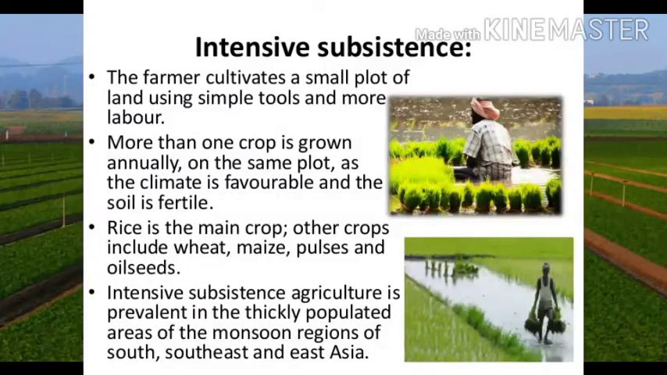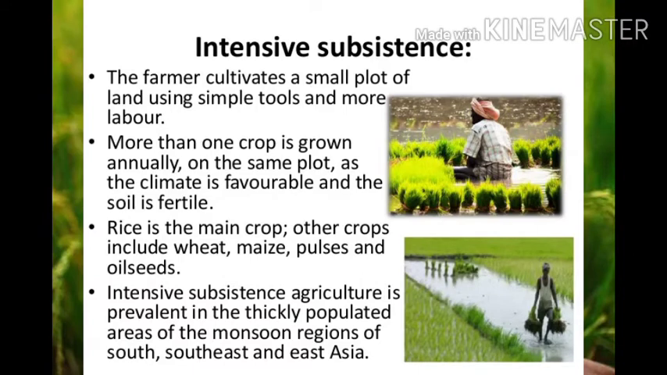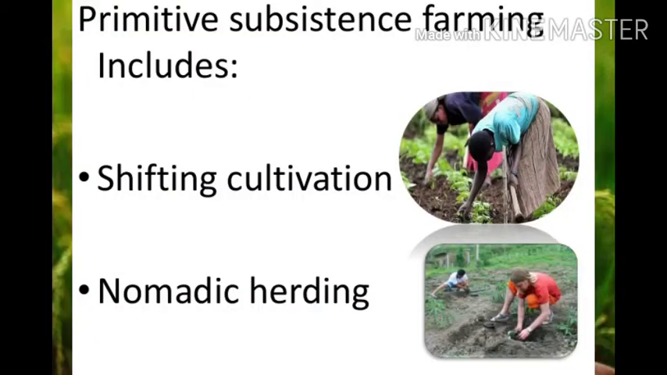So what is intensive? Intensive subsistence agriculture is a type of agriculture carried out in the densely populated areas of the monsoon region of South, Southeast and East Asia. In such areas, people do agriculture on small pieces of land due to limited land available for agriculture. And if we talk about primitive subsistence agriculture, it is practiced on small patches of land with the help of primitive tools like the hoe and digging sticks.